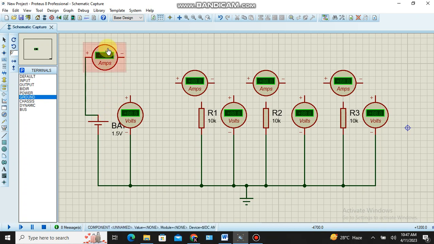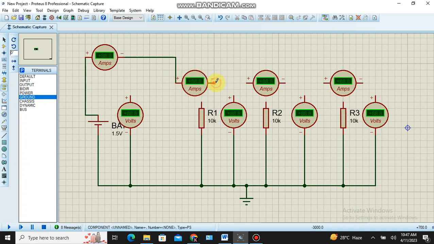Okay, so this is an ammeter to measure the total current. This ammeter's negative is connected with the first ammeter's plus.